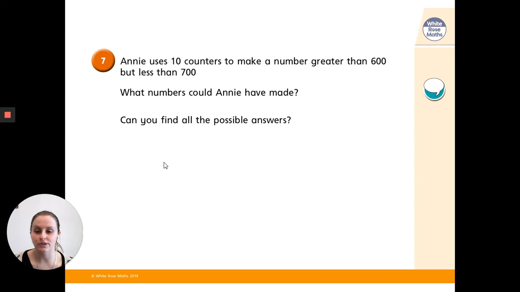So that's your first digit sorted, and now you just need to figure out all the other digits, your 10s and your 1s. Okay? So work out all your possible answers that you could use with 10 counters. So you might want to draw your place value chart because that will make it easier. Because remember, 6 of those counters are already in your hundreds column. So how many do you have left to work with?